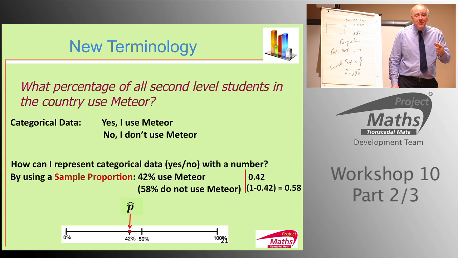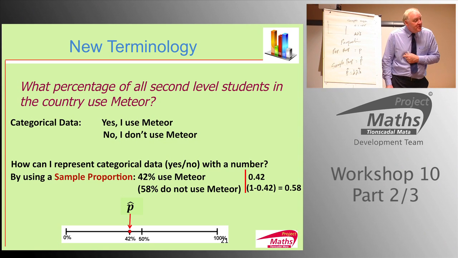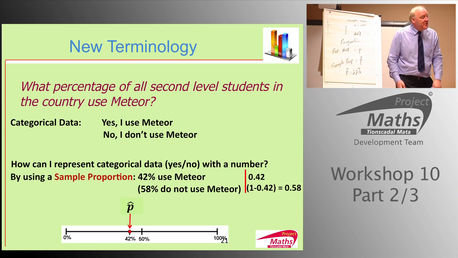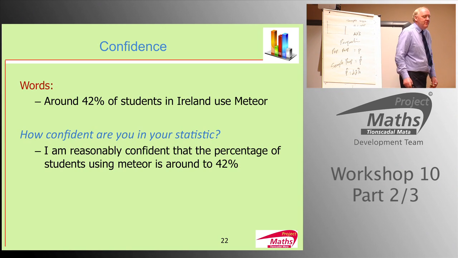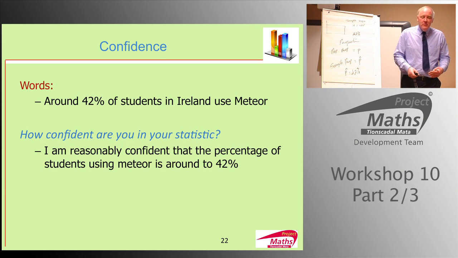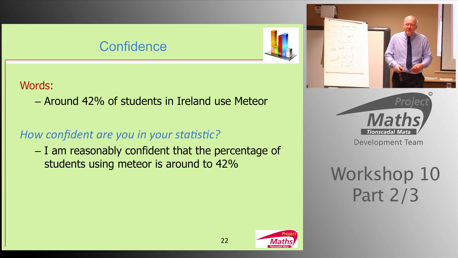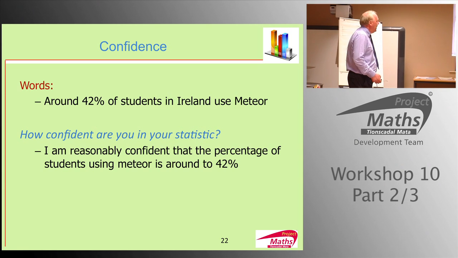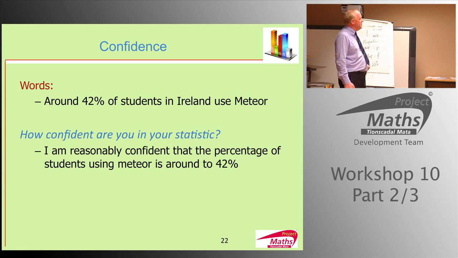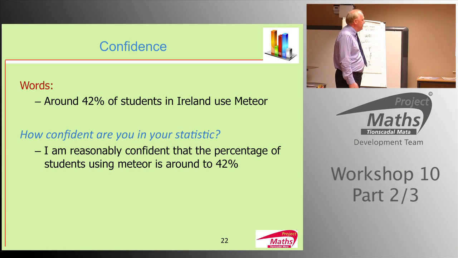But a good estimate for P would be 42%, wouldn't it? It's my only estimate that I could use. So now I have an estimate. I want to see how confident I am in that estimate. So I can say around 42% of students in Ireland use Meteor.